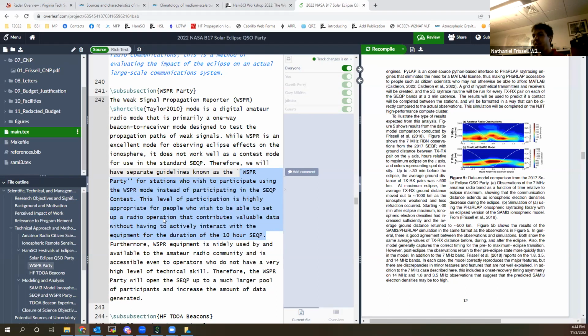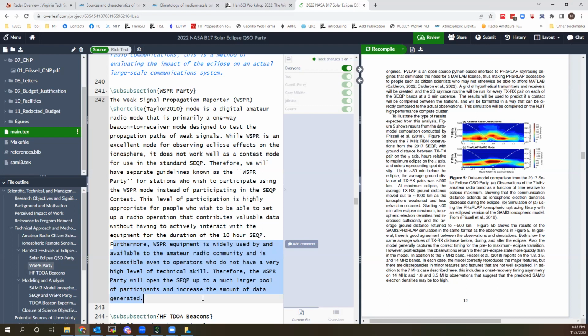This level of participation is highly appropriate for people who wish to set up a radio operation that contributes valuable data without having to actively interact with the equipment for the duration of the 10-hour SEQP. Furthermore, the Whisper equipment is widely used by and available to the amateur radio community. It's accessible even to operators who do not have a very high level of technical skill. Therefore, the Whisper Party will open the SEQP up to a much larger pool of participants and increase the amount of data generated. Does that help to address it, Pat? Yes, I think that's good.